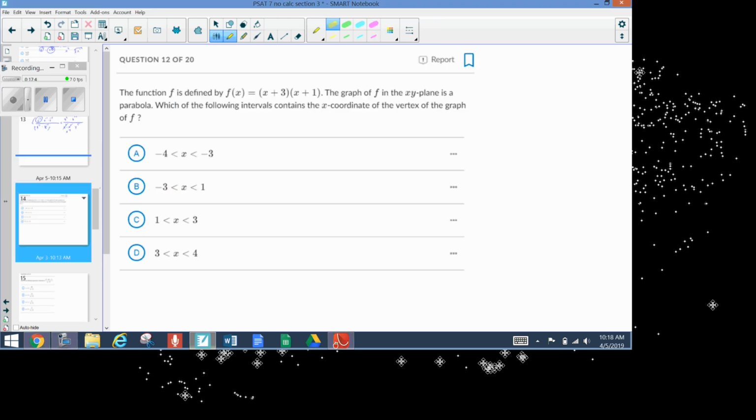It is saying parabola, and the question asks for the x coordinate of the vertex of the graph of f. Okay, it's saying vertex. What is the vertex formula? We just covered that in Algebra 2. Negative b over, come on, negative b over, Christo? 2a, perfect. This is going to give you the x component. So that's exactly what the question is asking, right?